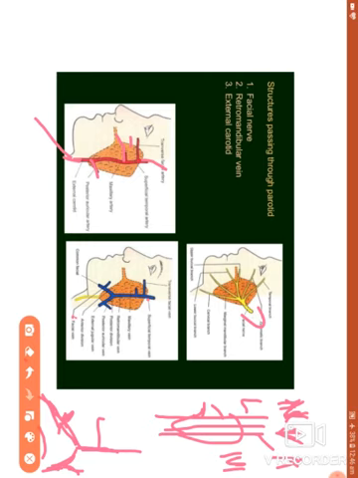Then it comes out through the anterior border as temporal, zygomatic, upper buccal, lower buccal, then marginal mandibular, then cervical branch. Through these, the muscles of the face get their supply, the motor supply to the facial muscles.